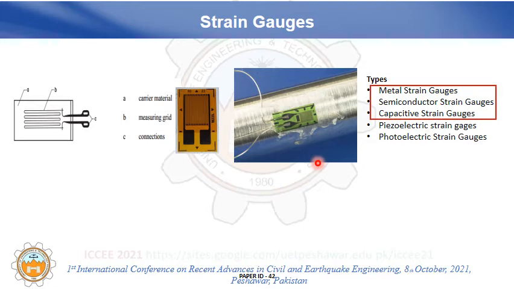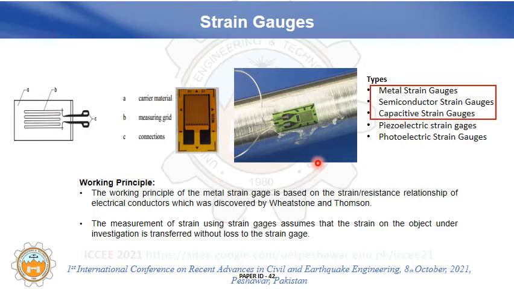Capacitive strain gauge is used in regions of high temperature. The working principle of a strain gauge is that it assumes that strain on the object under investigation is transferred without loss to the strain gauge. As I already told, 100% of strain is necessary to be transferred to the strain gauge.